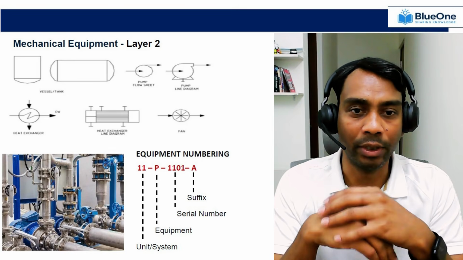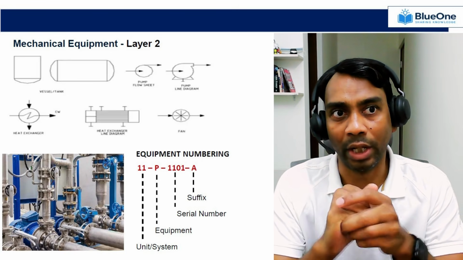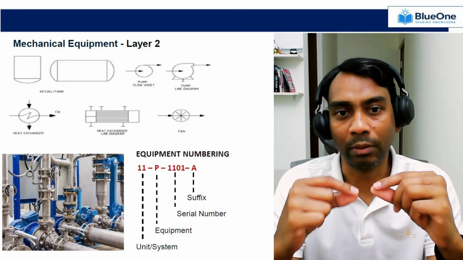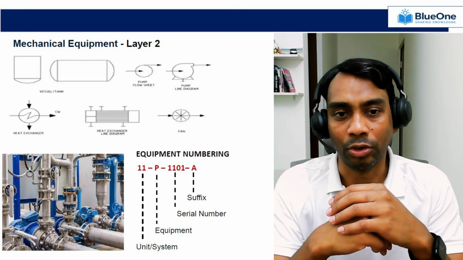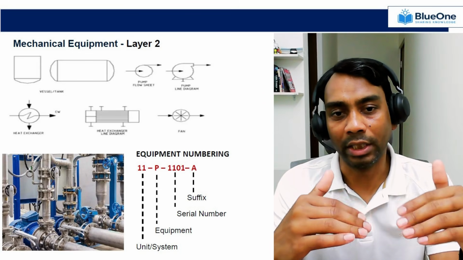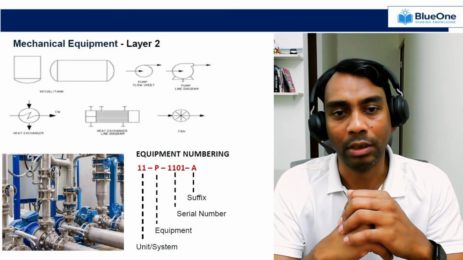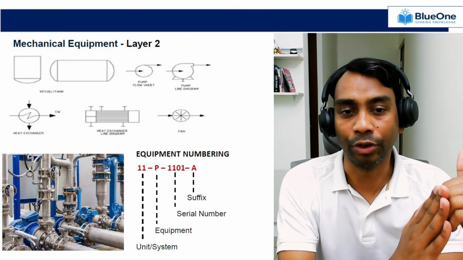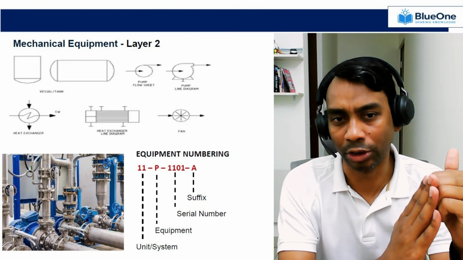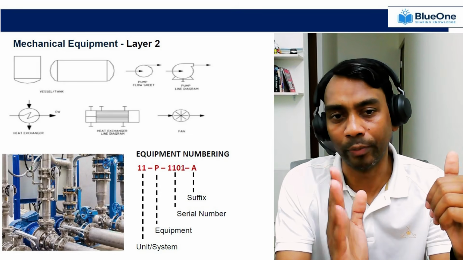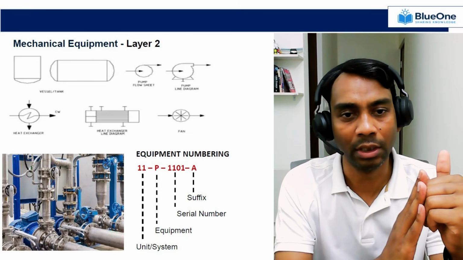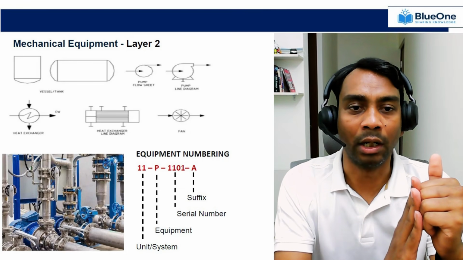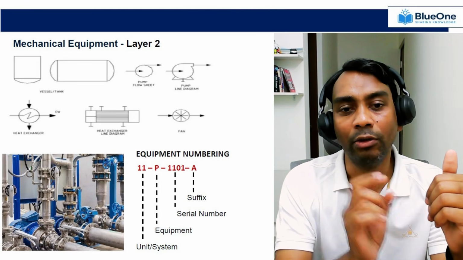How to identify equipment numbering? If you go to any typical P&ID, it will have a unique number for each and every equipment. Here is how to decode the equipment number. Your first 2 or 3 digits will be your unit or system number. Then you will have your equipment type. It may be a pump, a compressor, or a heat exchanger. That will be your second letter. And then you will have your serial number.